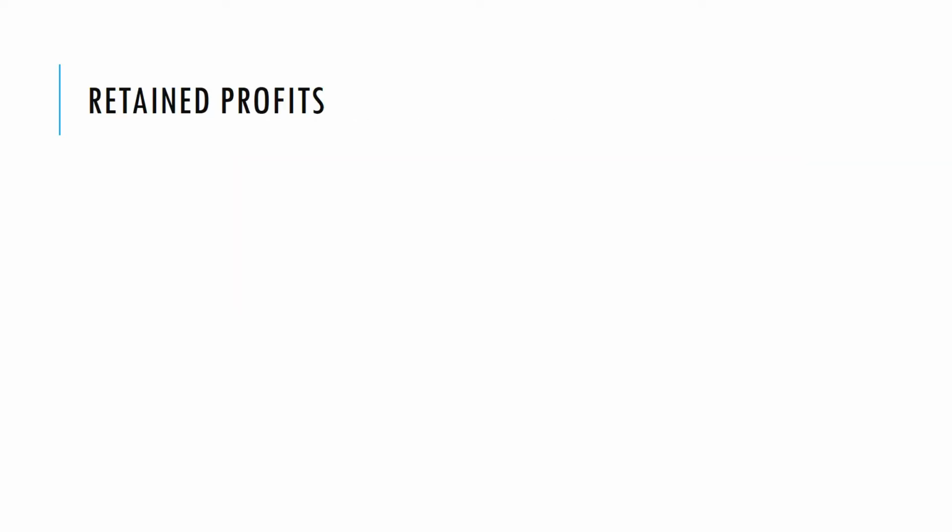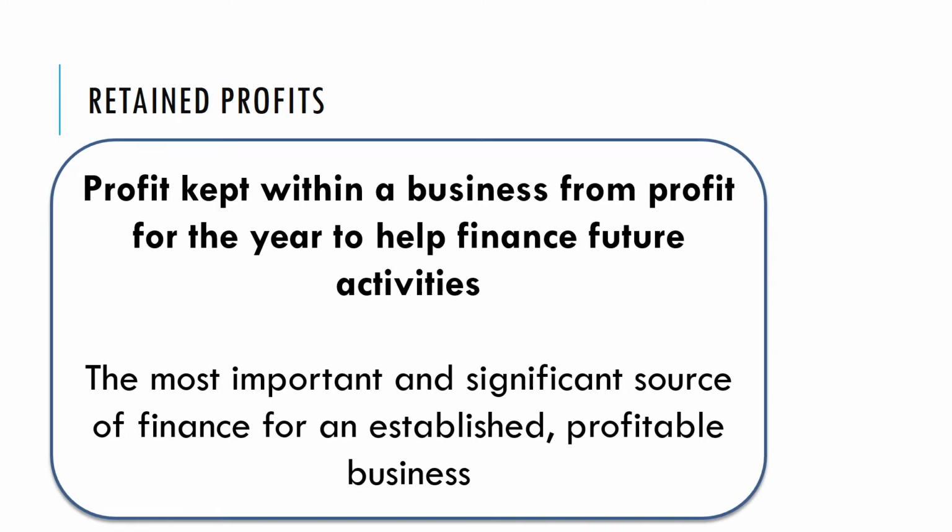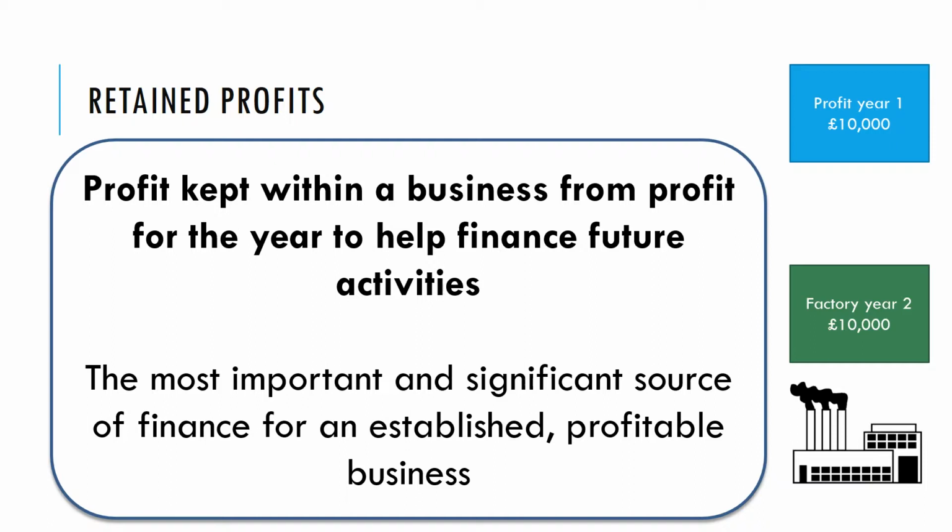Let's move on now to retained profits. Retained profits are profits kept within a business from profit for the year, a key term you might want to look up, and that helps finance future activities. So this is important and significant for businesses that are established and have been running for a while, so they do have previous profits that they can retain, keep, and then use to fund any future projects or expansion. So for example, if a business made a profit in year one of £10,000, they could use that retained profit to fund maybe buying a new factory for £10,000 in year two.